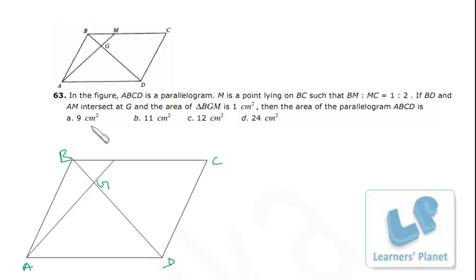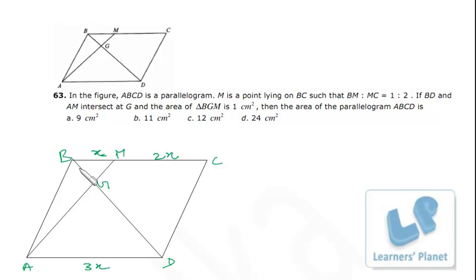Now we see this problem. In the figure, ABCD is a parallelogram. M is a point lying on BC such that BM is to MC is 1:2. If BD and AM intersect at G, area of BGM is 1 centimeter square, then area of parallelogram ABCD is. Okay. Quite an interesting problem. Here it is M. BM is to MC is 1:2. So suppose this is X, then this must be 2X. Now this is 3X, right?